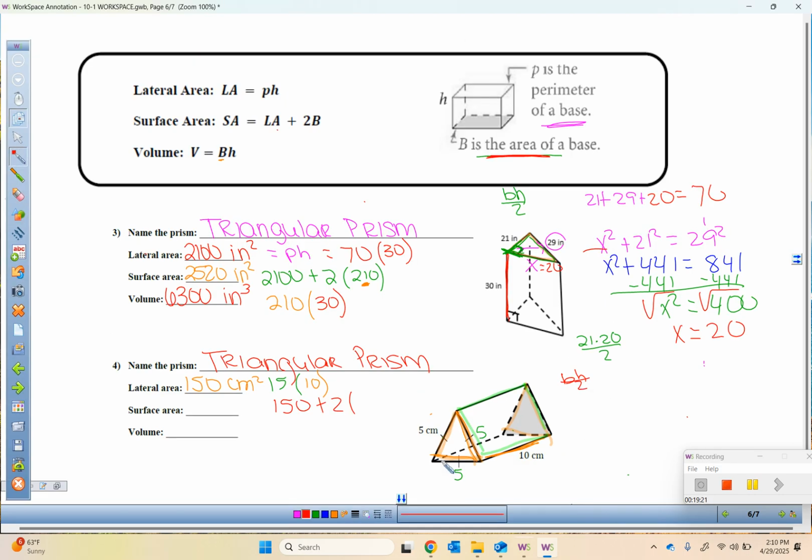Because we have my base is what? 5. Height. How do we not know what? We don't know the height. And what makes you think that we don't know it? The height has to be perpendicular with the base, where it creates a 90-degree angle. So the height's actually right here, and we don't know it. So now we have to find it.